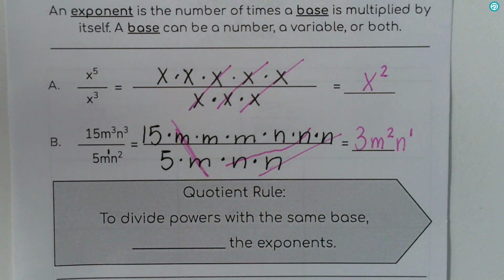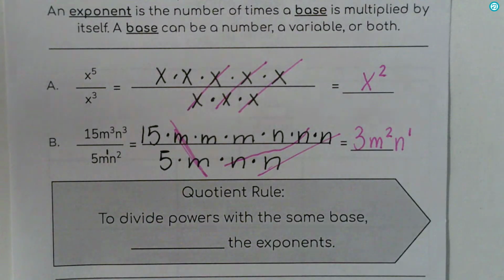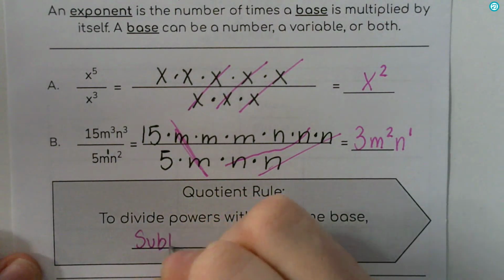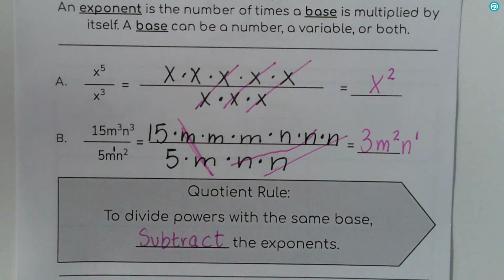Subtract them. So this is the quotient rule. To divide powers with the same base, you can just subtract the exponents. Okay. Yesterday, we learned the product rule. To multiply when we have the same base, what did we do? Add the exponents. Opposite of product is quotient. Opposite of add is subtract. So it makes sense that those rules are like the same rule but opposite. Okay? So quotient rule. To divide powers with the same base, you can subtract the exponent.